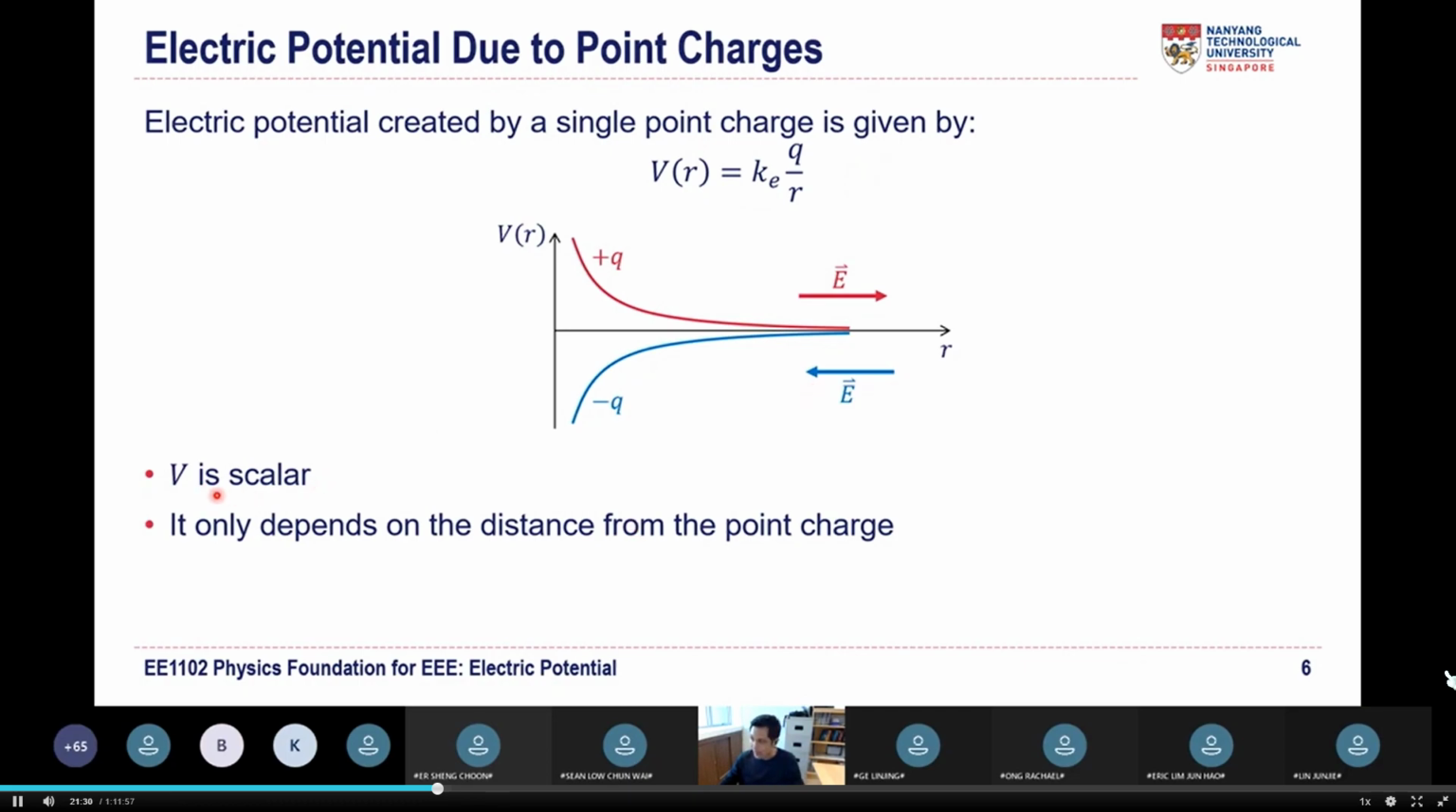Again, I want to emphasize that the electric potential is a scalar quantity. Why is it a scalar quantity? Because if you remember, it was the energy per unit charge, and we all know energy is a scalar quantity. There is no direction involved with energy. So the electric potential V is a scalar quantity, and it only depends on the distance from the point charge. I mean, it also depends on the size of the charge.